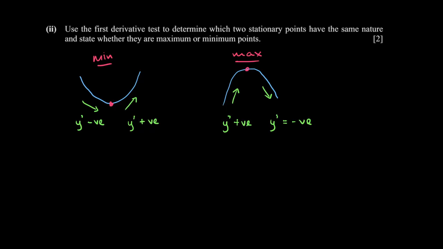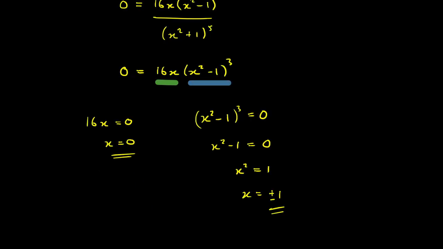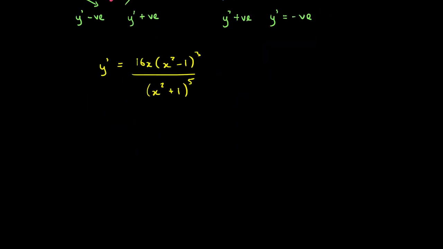So let's try to do that. What is our dy/dx again? Our dy/dx was 16x(x squared minus 1) to the power of 3 over (x squared plus 1) to the power of 5, I think. And we have stationary points at which values again? 0, negative 1, and positive 1. Okay, so let's imagine that we've got a number line. That might be the best way of thinking about it.